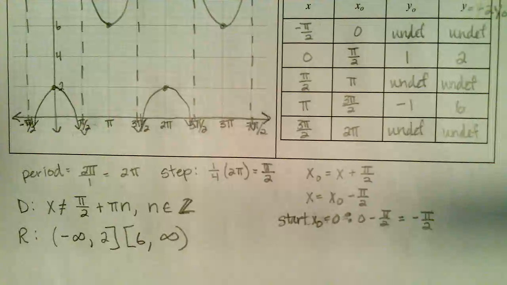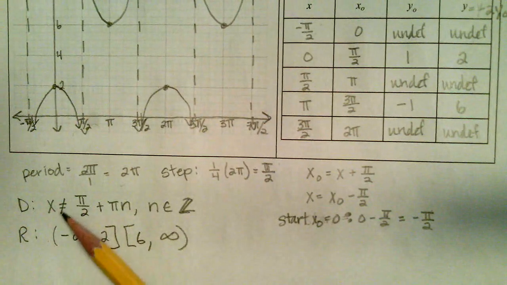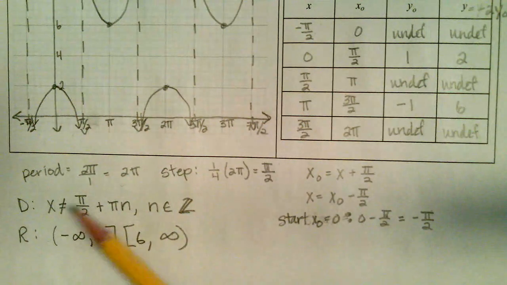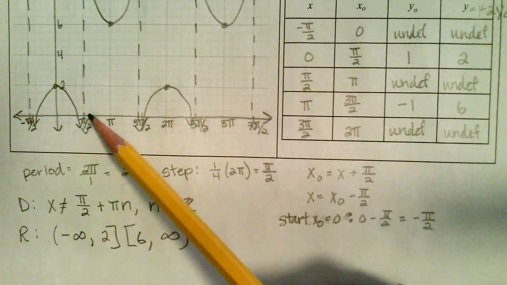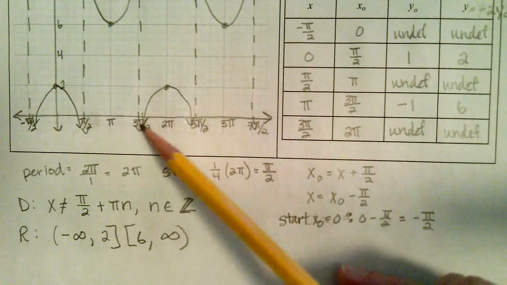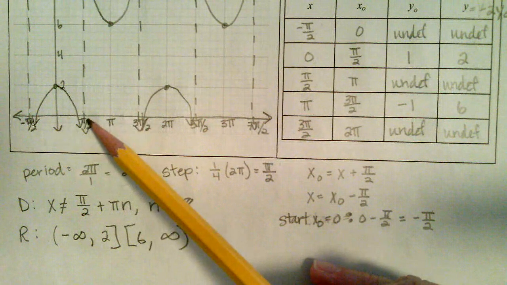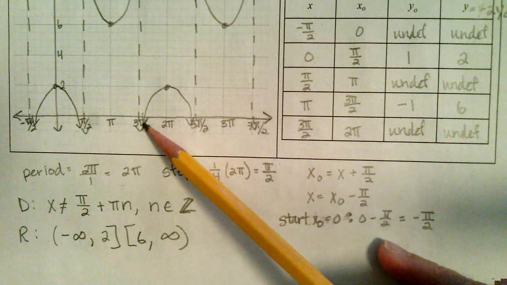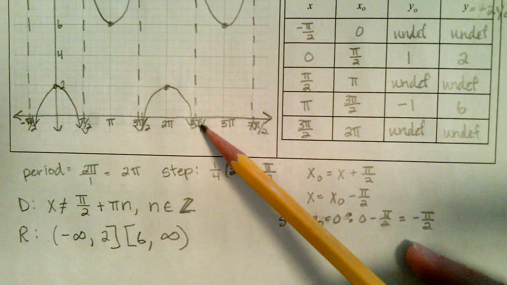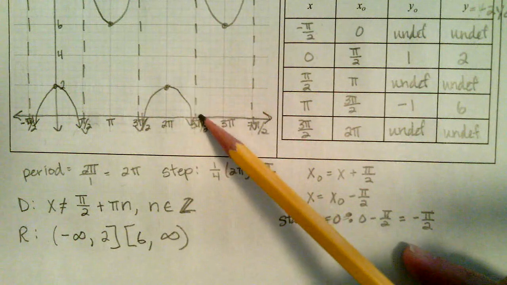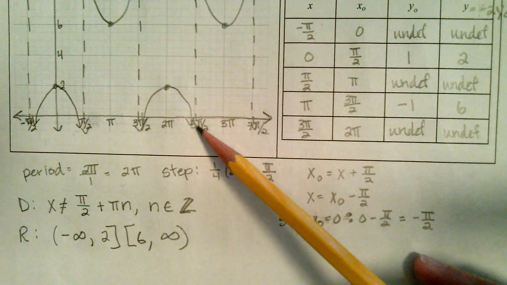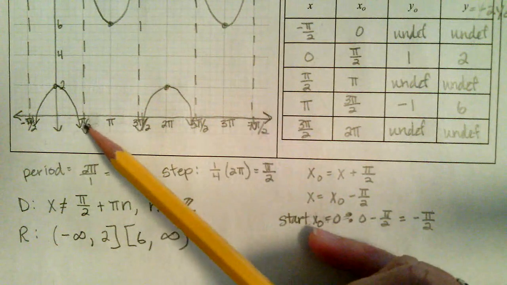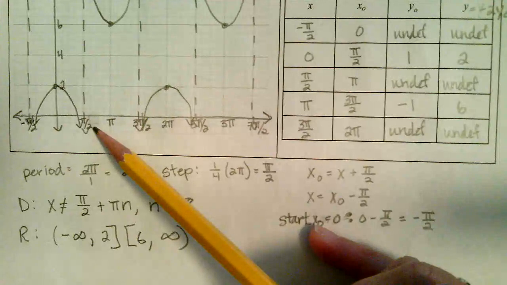Again, my domain, I have asymptotes, so I am excluding numbers. I go to my first positive asymptote. I say X cannot be pi over 2. And then I look, what's the difference to my next asymptote? 3 pi over 2 minus pi over 2 is 2 pi over 2, which simplifies to pi. If I go another pi units, another 2 pi over 2, I end up at 5 pi over 2, and again, that's an asymptote. If I add another 2 pi over 2, I end up at 7 pi over 2. That's another asymptote. Also, if I'm at pi over 2 and I subtract 2 pi over 2, I'm at negative pi over 2.